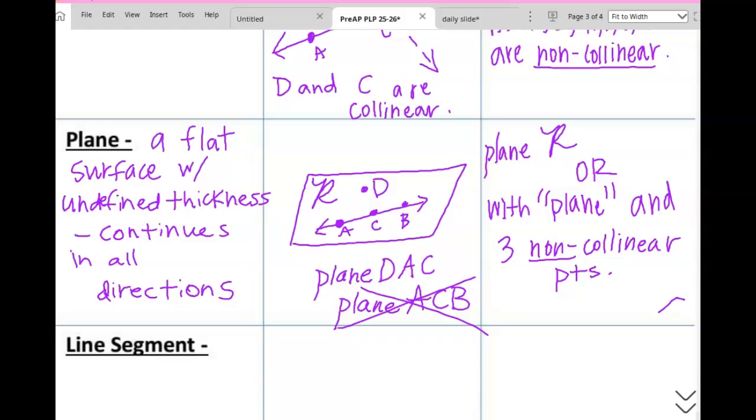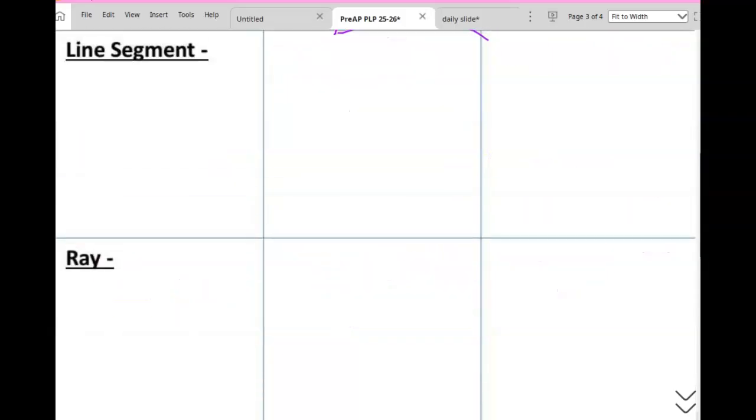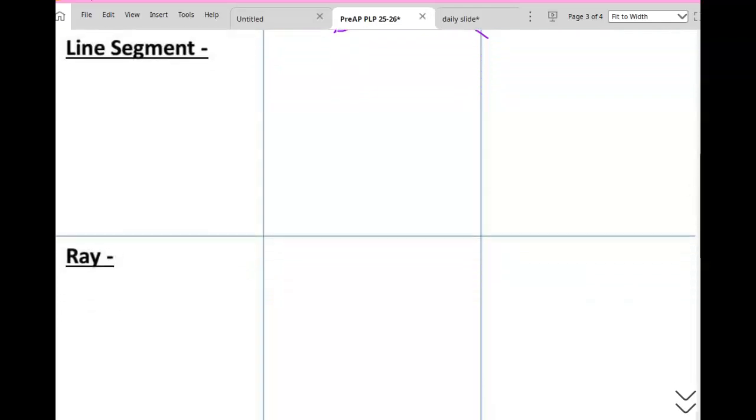Okay? Alright, last 2. Everybody done with plane? Yeah. Alright, line segment. You know what that means. What is a line segment? A line that ends, right? It does end. It has how many ends? Dots at the end. Yes. It's part of a line. So it's like if you were to take a line and just cut a part of it out. Part of a line with how many endpoints? 2.